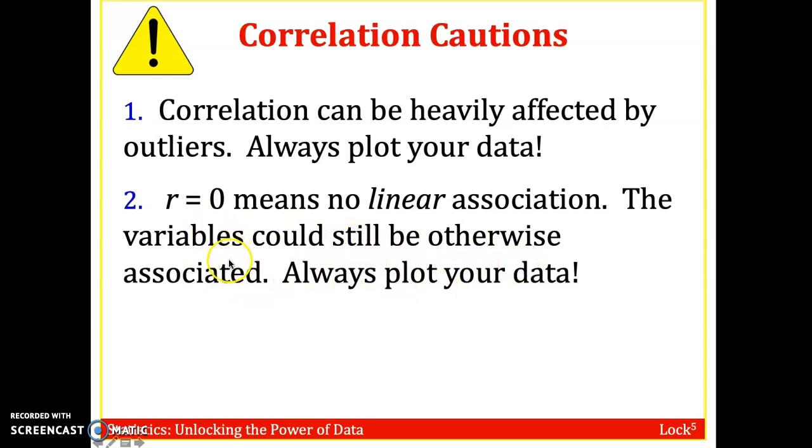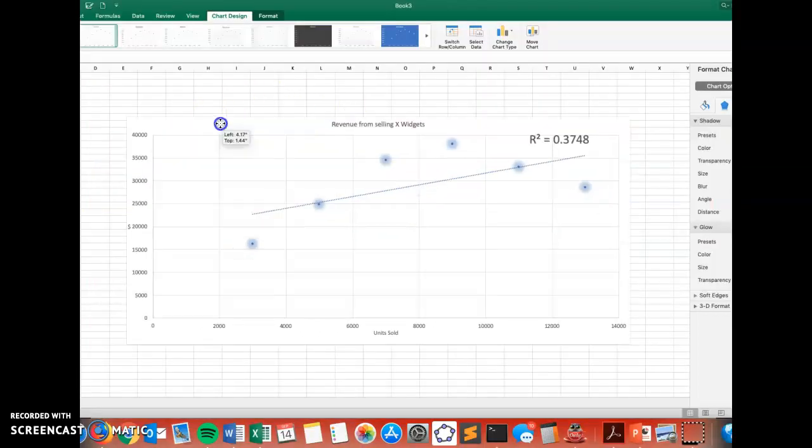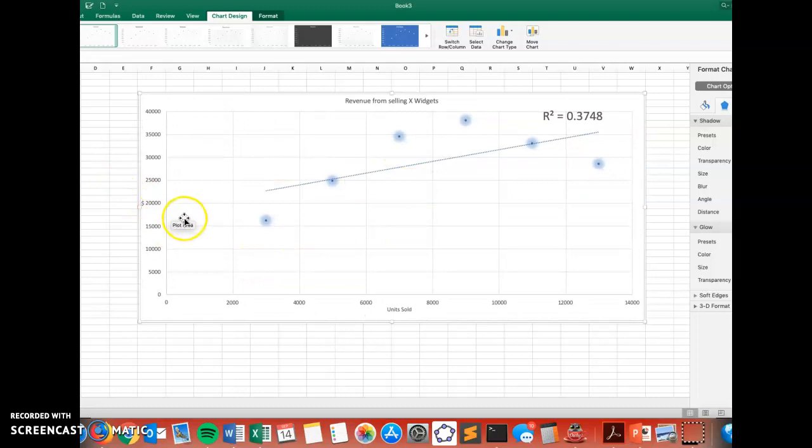And I have an example here. I teach a business calculus class, so I look at a lot of revenue functions that plot revenue. Here you see I've got just 6 data points of various revenues, units sold and revenue. Notice we've got this upward trend and downward trend, and the correlation given is 0.3748.